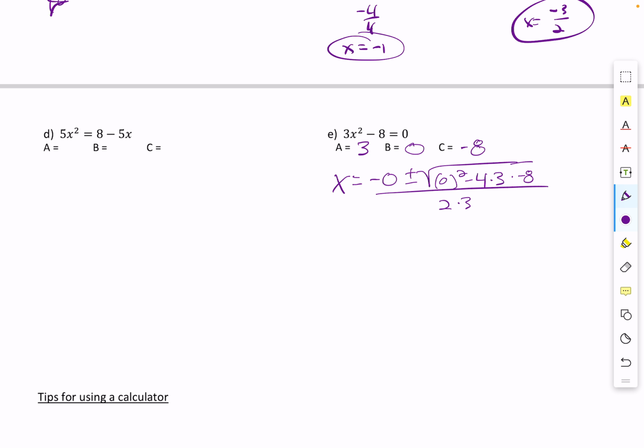Okay, are we ready to go through? Yes or no? Are we ready? Yeah? Okay, first, denominator. So that's going to change to 6. What does -0 do? Nothing, it's just 0. Yeah. Okay, next, under the radical.